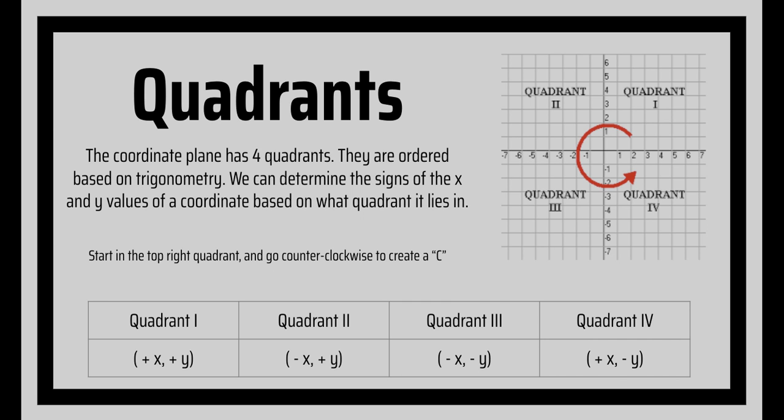Quadrant 1 gives you positive x and positive y values. Quadrant 2 gives you negative x and positive y values. Quadrant 3 gives you negative x, negative y values. Quadrant 4 gives you positive x, negative y values.